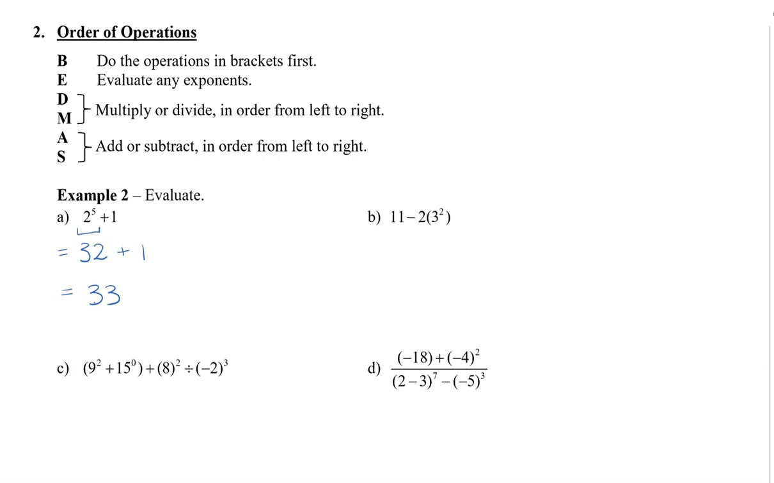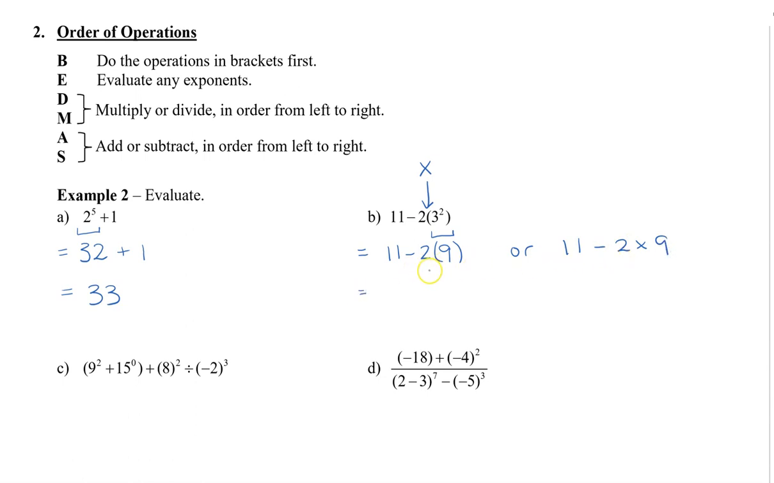So here, B for brackets. Now this bracket is only surrounding one number inside the brackets, even though it has an exponent. But it does have an exponent inside this brackets. So we're going to do 3 squared first. So 3 squared is 9. Now, since there's no operation between the 2 and the bracket, the operation actually stands for times. So I'm going to rewrite this as 11 minus 2, and either you can put brackets around the 9, or you can rewrite this as 11 minus 2 times 9, whichever is easier for you to remember.